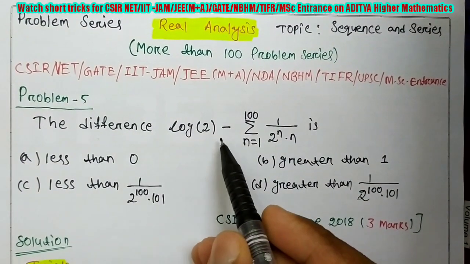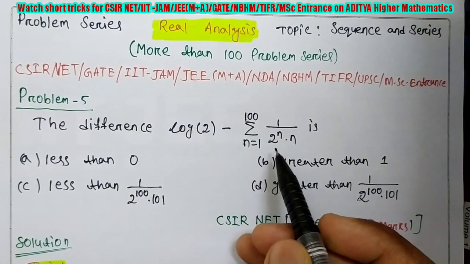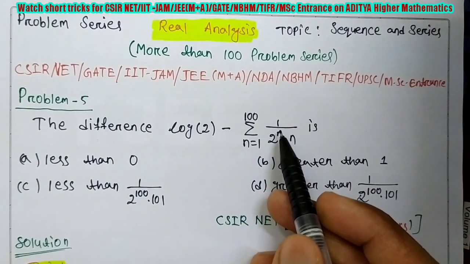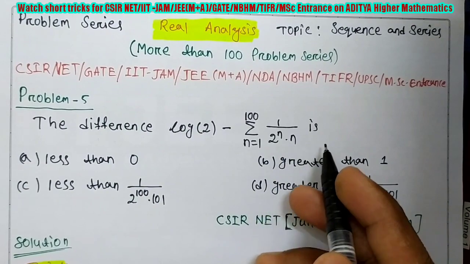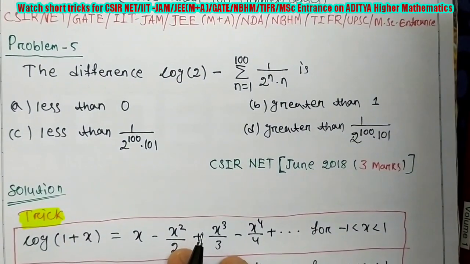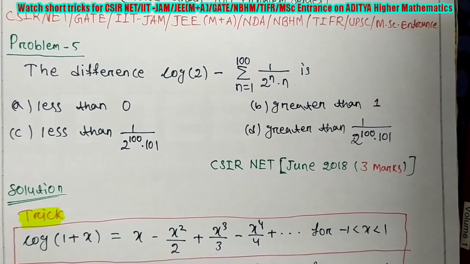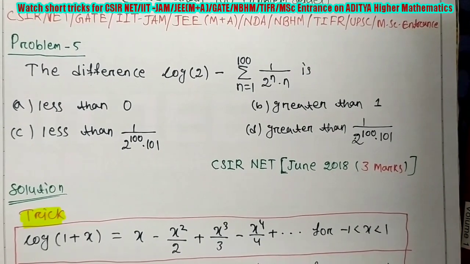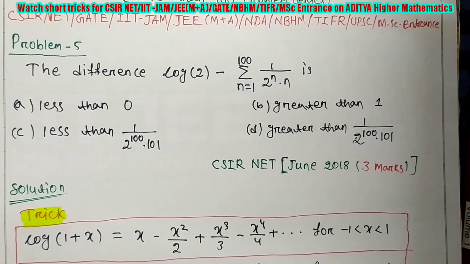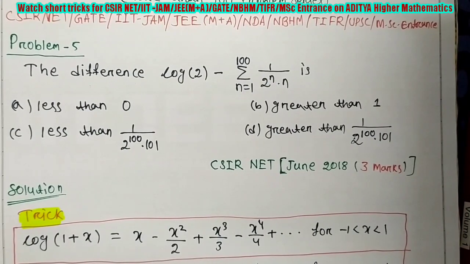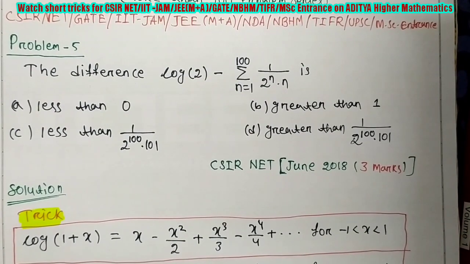The difference log 2 minus the summation of n equal to 1 to 100 of 1 upon 2^n into n. You have to choose which option is correct. The first option is less than 0, the second option is greater than 1, the third option is less than 1 upon 2^100 into 101, and the fourth option is greater than 1 upon 2^100 into 101.